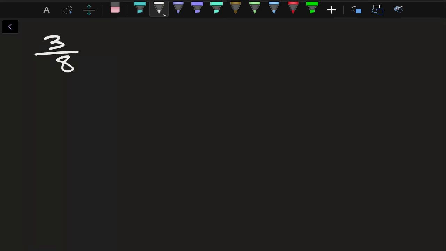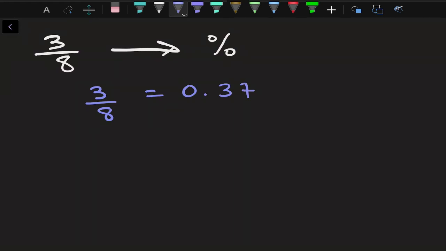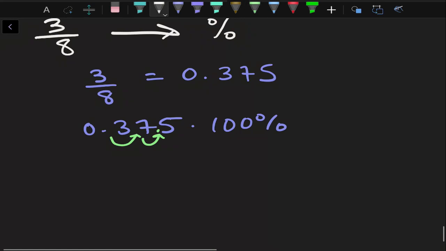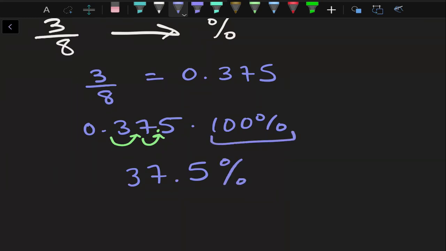Okay, so I want 3/8 to a percentage. So the first way, I know 3 divided by 8 is equal to 0.375, and then I can take 0.375 and multiply it by 100%. Again, multiplying by 100 is just moving that decimal point 2 places to the right. So we end up with 37.5, but we multiplied it by a percent, so we have that percentage sign as well.